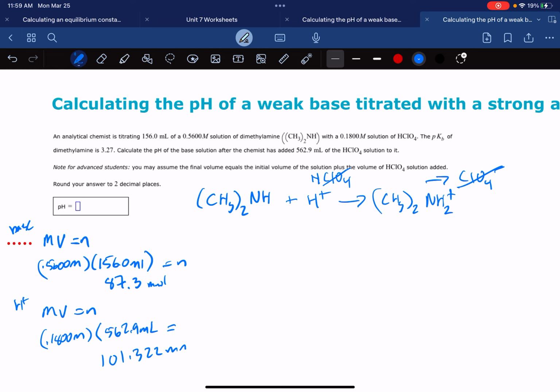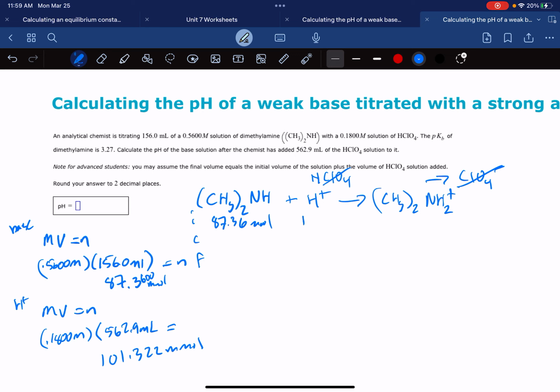When we do that, we're going to end up with 101.322 millimoles. So when we go back to our equation, I like to do an ICF. The initial amount here is, and actually I should have given more significant figures, 87.3600, and I'm going to keep them in here because that's helpful until the very end. 87.36 millimoles here, and here we have 101.322 millimoles. And we have nothing over here on this side to start with.